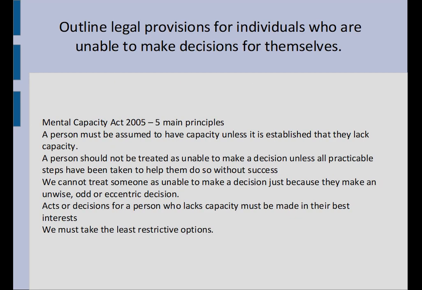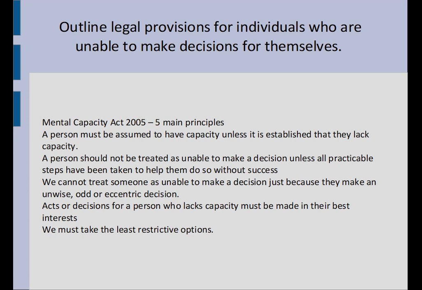So we'll go on. Your next question is outline legal provisions for individuals who are unable to make decisions for themselves, hence the Mental Capacity Act. So if somebody may not have capacity, this act comes into play. It has 5 main principles, 5 main areas or rules that we have to follow. So the first one, the primary one, everyone is assumed to have capacity unless it's established that they don't or lack capacity in some areas.